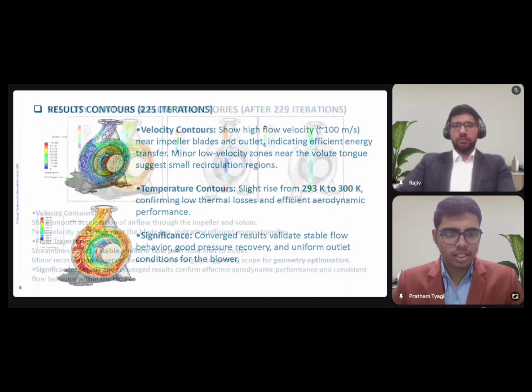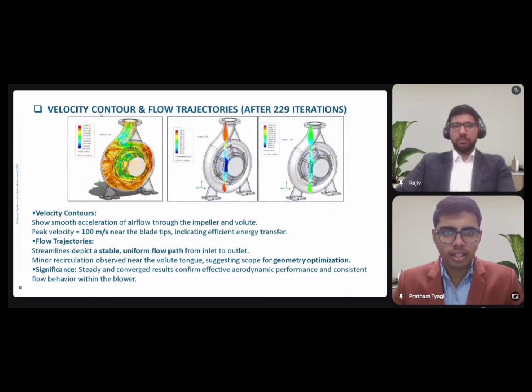Next up, we have the result contours for the velocity and flow trajectory after 229 iterations. These iterations are performed by the SolidWorks Flow Simulation to refine the result based upon our geometry and our requirement. So the significance of these two different results in the different iteration timelines is that we received steady and converged results, confirming effective aerodynamic performance and consistent flow behavior within the blower.